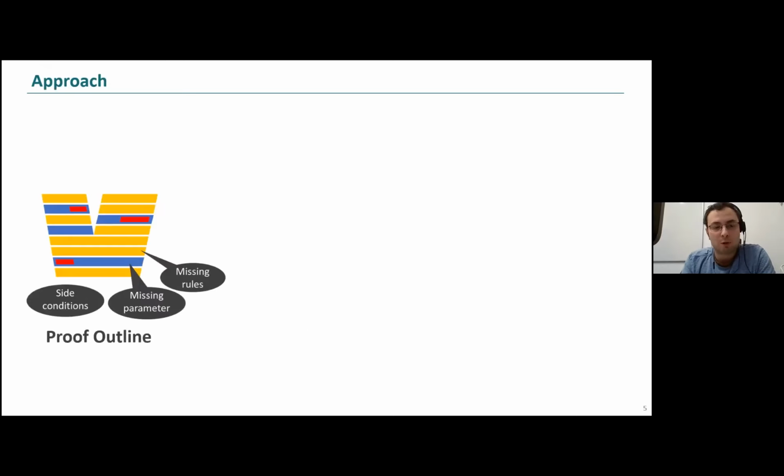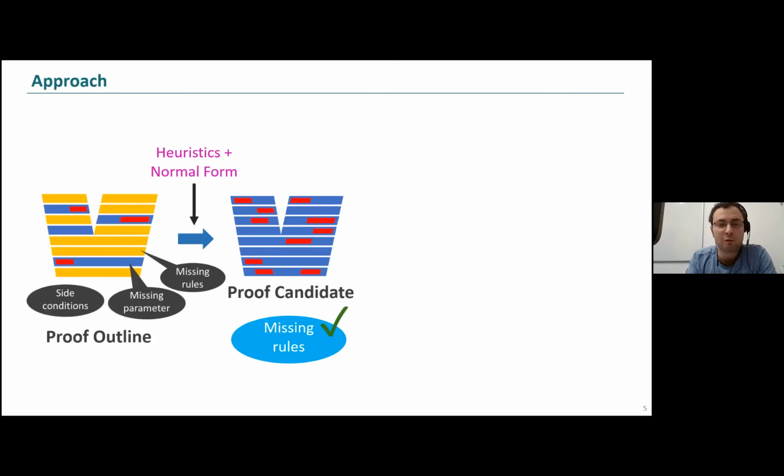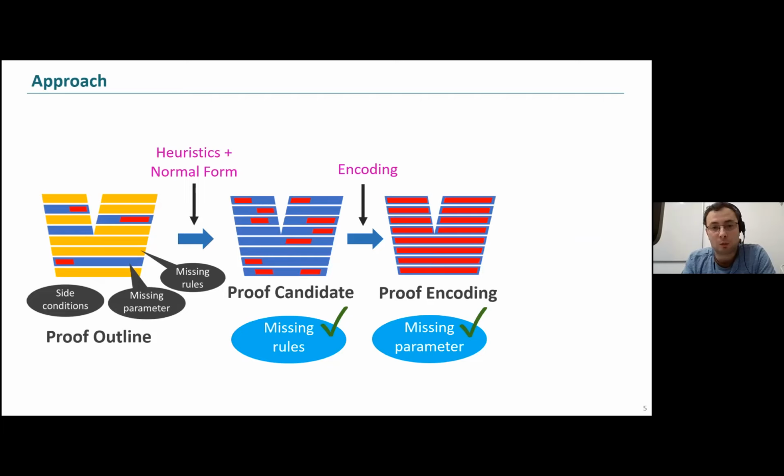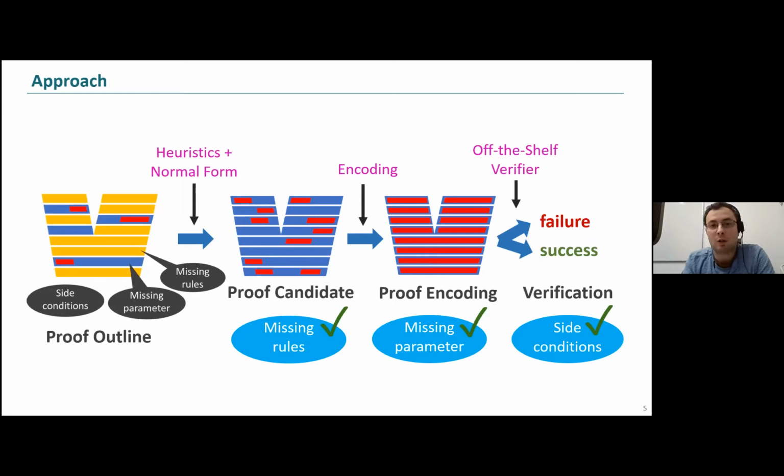Good. So now, what's our approach? First, we take the proof outline. The first step is to infer a proof candidate. The proof candidate adds all missing rule applications to the proof. It does so by utilizing a combination of heuristics and normal form, about which I will talk a bit later in the talk. Then the next step is that the proof candidate is encoded into a proof encoding in a standard separation logic. In this encoding, we use auxiliary programming state to fix all the missing parameters. And then lastly, we can utilize an off-the-shelf verifier to verify the proof encoding. If verification succeeds, this means that all the side conditions are checked and also that the proof is correct.